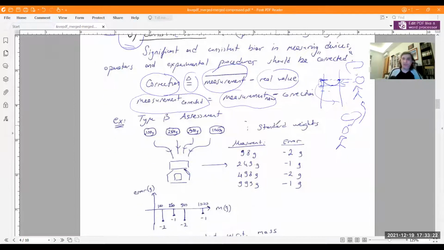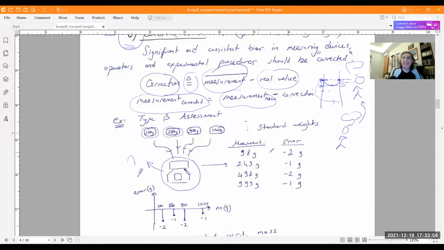What it means is this, for instance, and this is not going to be a type B assessment, because this has got nothing to do with the repetition of the experiment. Here, let's say we have a balance, but for some reason, we are not sure whether it shows unbiased measurements of weights. So let's say we have some standard weights here. We know that this is 100 grams. We know that this is 250 grams, 500 and 1,000 grams with some significant periods.